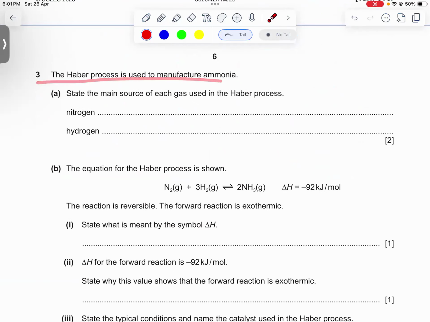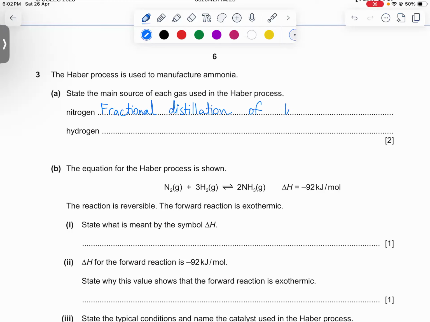The Haber process is used to manufacture ammonia. State the main source of each gas used in the Haber process. What is the source of nitrogen in the Haber process? It is basically fractional distillation of liquid air, right? We could just say air as well, but I'm choosing fractional distillation of liquid air. So you know the process of how we obtain nitrogen. Fractional distillation of liquefied air. All right.